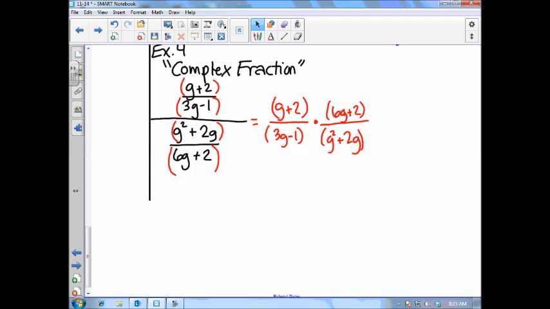Work on the problem, please. Work with your neighbors. Find the things that need to be factored. Not all of them need to be factored.